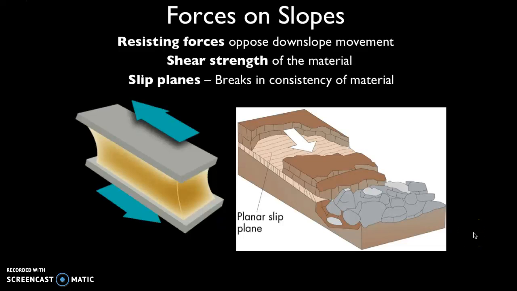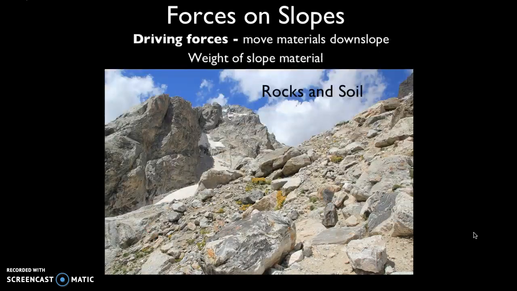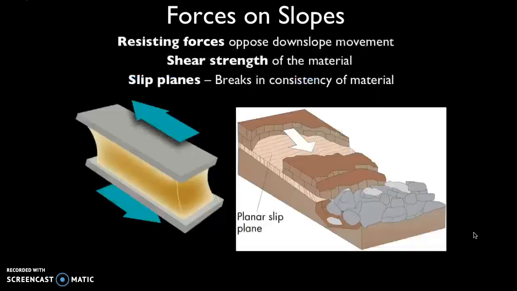Okay, so in the previous video, we saw the driving forces, which again, the main driving force was going to be the weight of the material, right? The weight of that slope material is going to be the main driving force for moving things down slope. Now we need resisting forces. So resisting forces are those that oppose that downslope movement. So the main resisting force is going to be shear strength of that material.